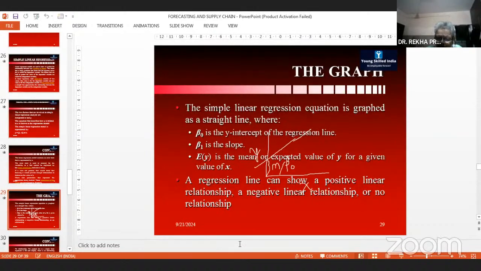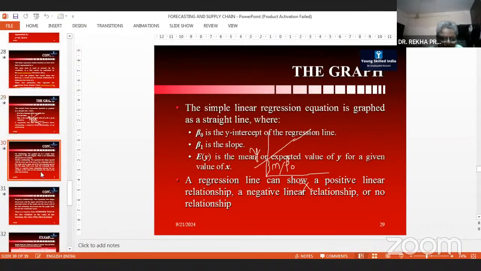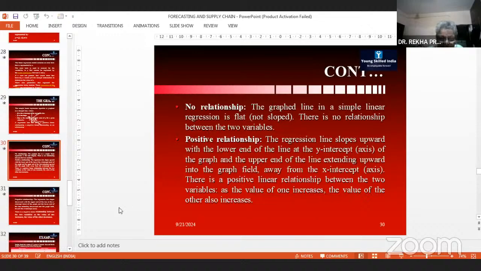It can show a positive relationship where x is increasing, then y is also increasing. It can show a negative where x is increasing, y is decreasing. Or if it shows no relationship, then it will be a horizontal line, no relationship.